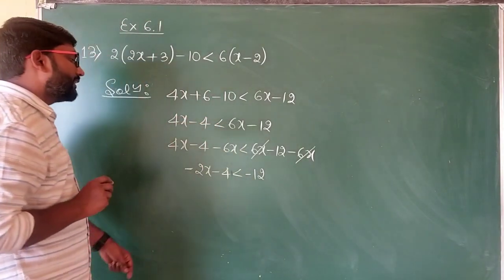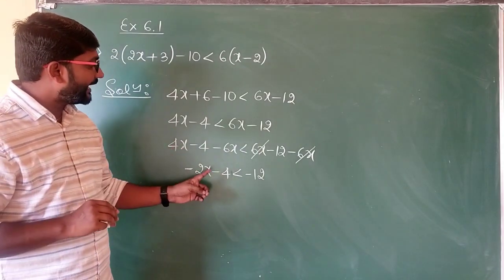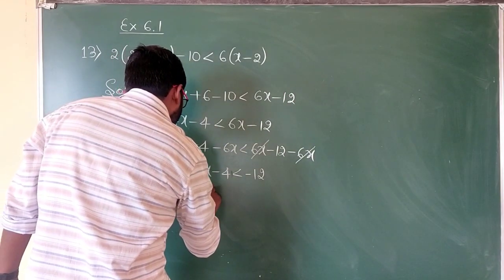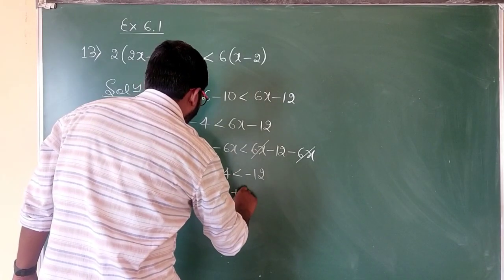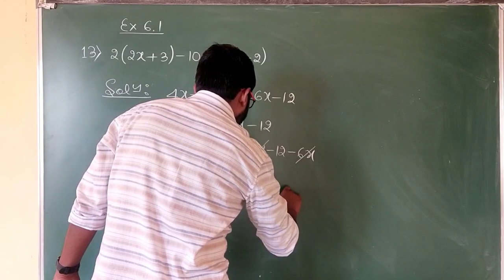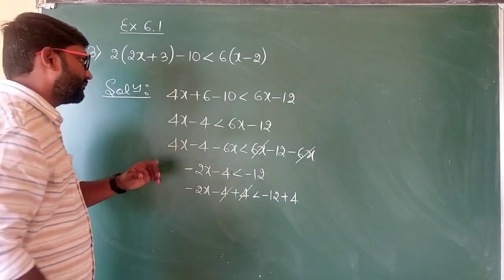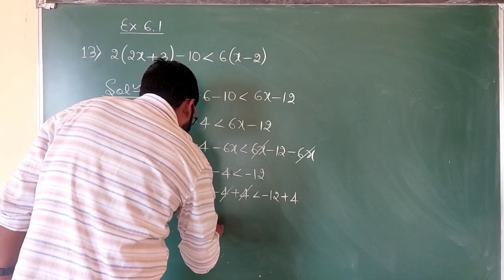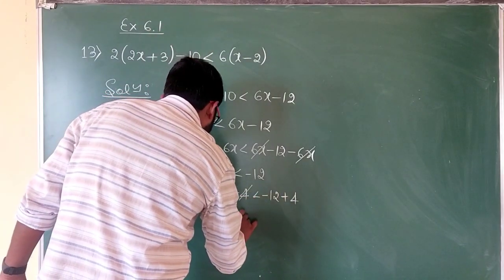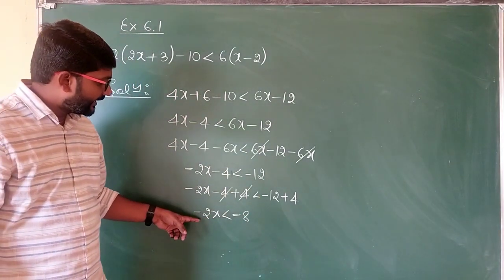So now we have to eliminate this minus 4 in the left hand side. For that we need to add 4 both the sides. Minus 2x minus 4 plus 4, and then so here we have minus 12 plus 4. So minus 4 plus 4 get cancelled. We are left out with minus 2x, write it as it is, then less than 4 minus 12 it is minus 8.